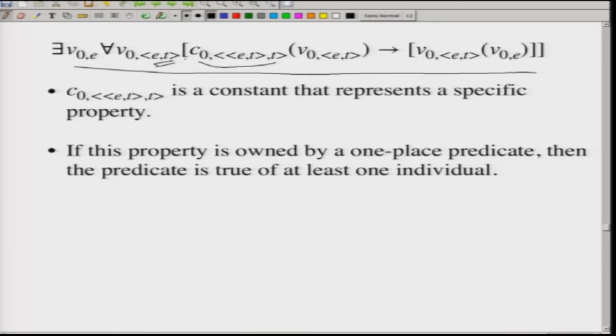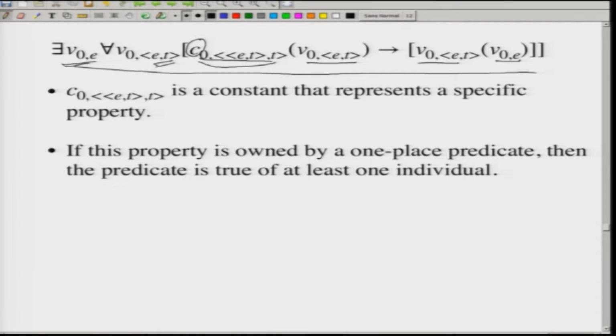Now, this is saying that there must be at least one entity, because it belongs to V0E, at least one entity such that for all one plus predicates, if a specific property, this is a constant, this is not a variable, if a specific property applies to that one plus predicate, then that one plus predicate will be applied to that entity.